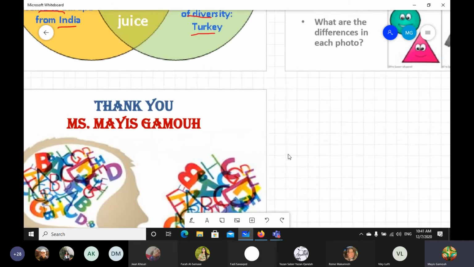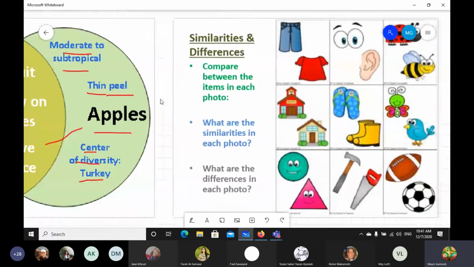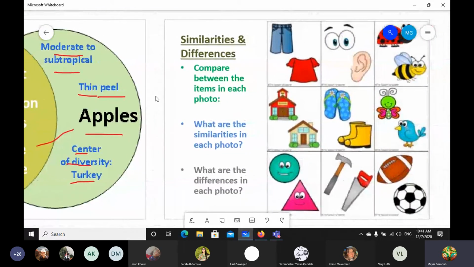But now I believe we still have time. So let's go back to our task here, to our photo slide. Take a minute. I will let you think for a minute. Pick a picture, and try to have a couple of sentences regarding similarities and differences, and then raise your hand in order to answer.